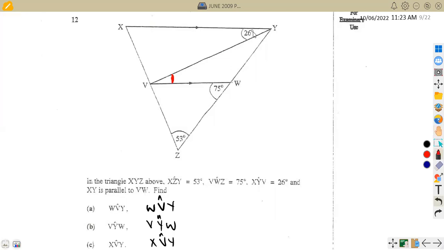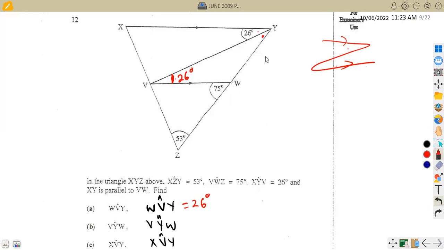From the parallel lines, we can see this angle and this angle are the same. They form a Z, from our alternate angles, the ones which create a Z. You know that these two angles are equal. So this is 26 degrees, without wasting much time. What about V, Y, W? That's V to Y here to W, which is this angle that we have.